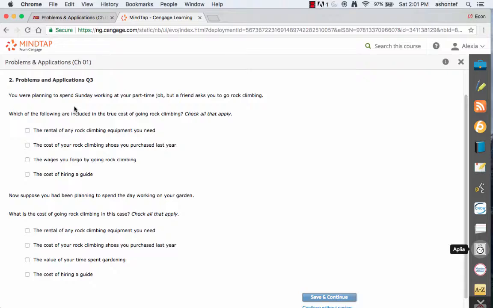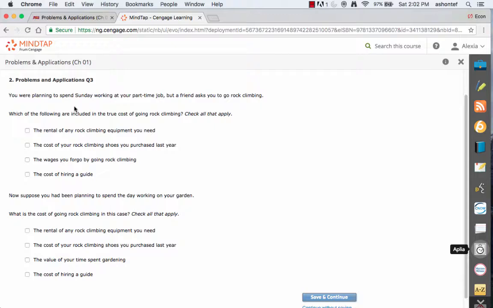So question 2 reads, you're planning to spend Sunday working at your part-time job, but a friend asks you to go rock climbing. So the question then starts to ask you, which of the following are included in the true cost? So the true cost of going rock climbing, meaning what are all the things that you have to give up in order to go rock climbing? Or another way of saying it is, what are all the expenses that you're having to incur? So again, what is the true cost? So that's how in this particular question you want to approach this.